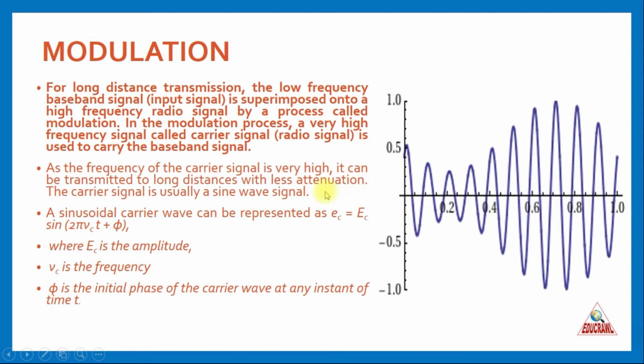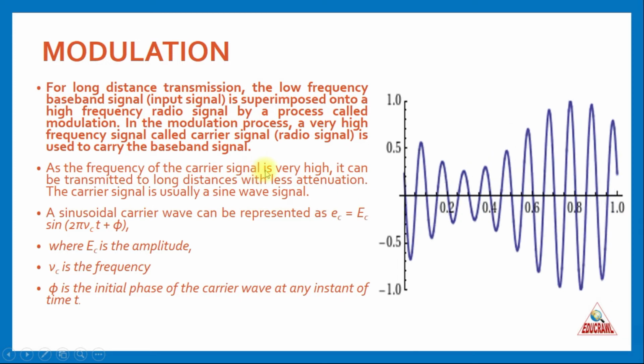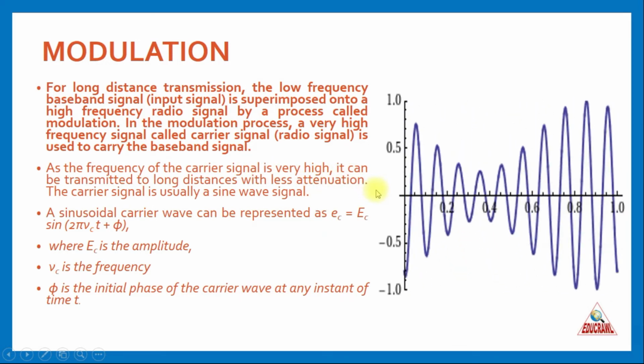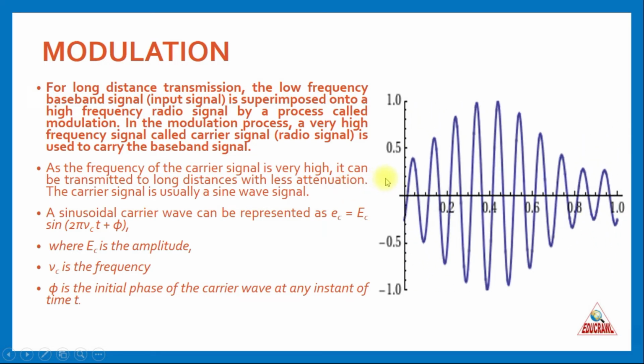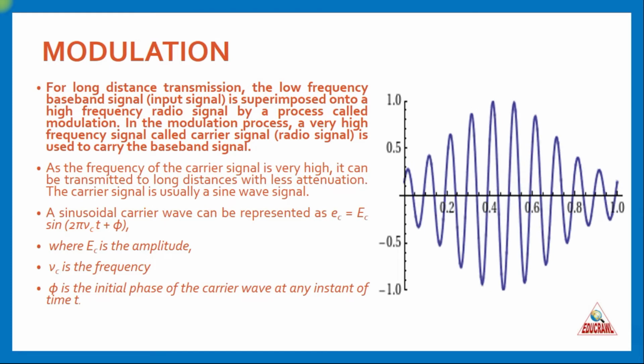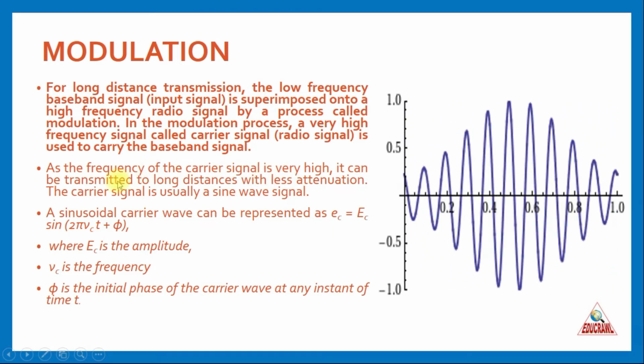The power loss will be less when the carrier signal is used because the frequency of the carrier signal is very high. So during the transmission, even if there is a power loss, the main signal, the baseband signal, will not get affected when modulation is done.